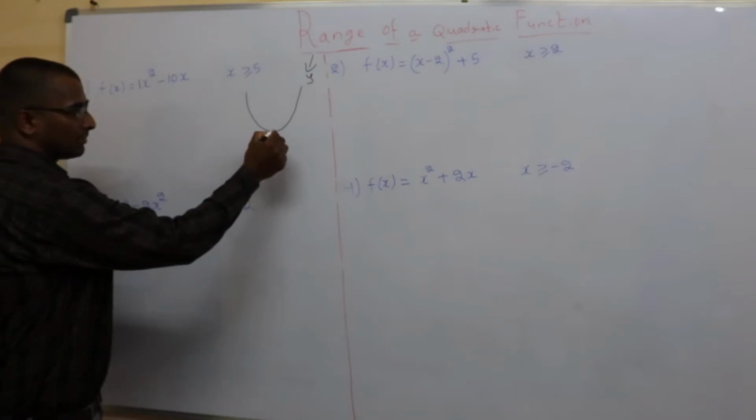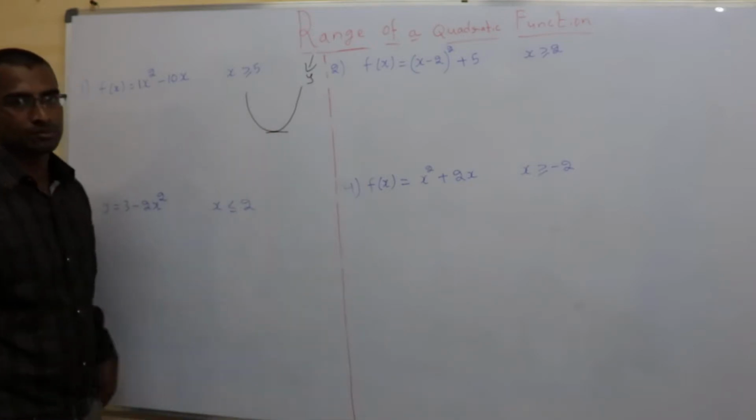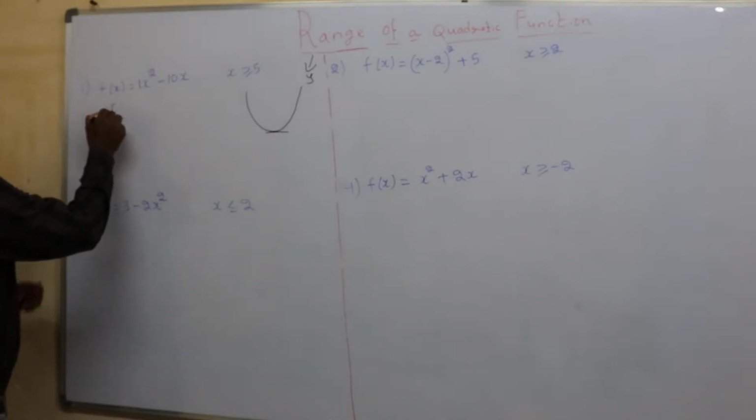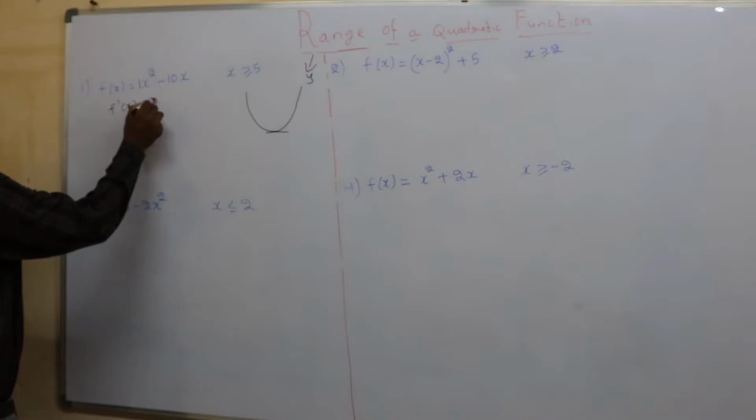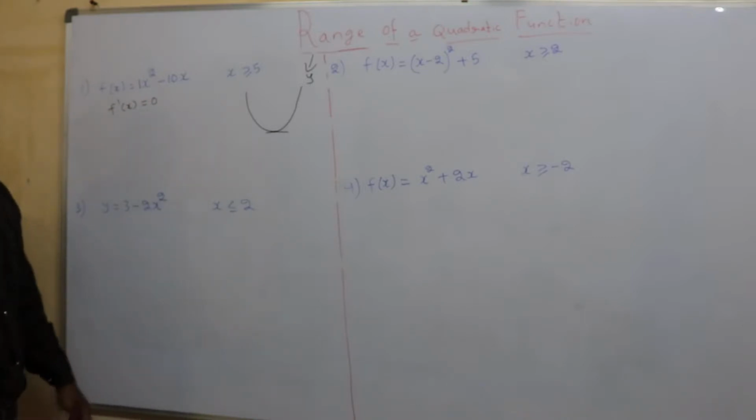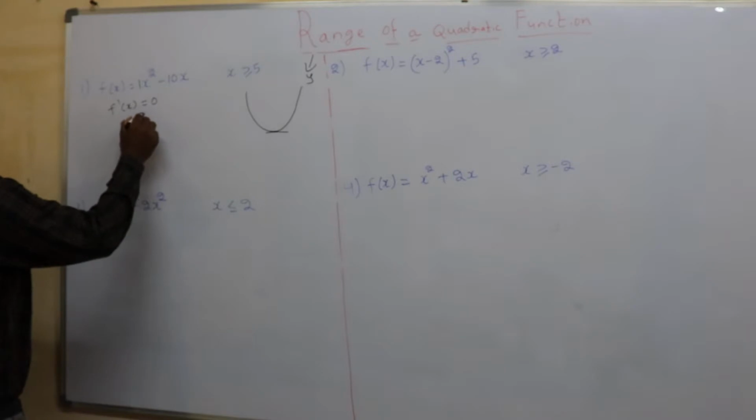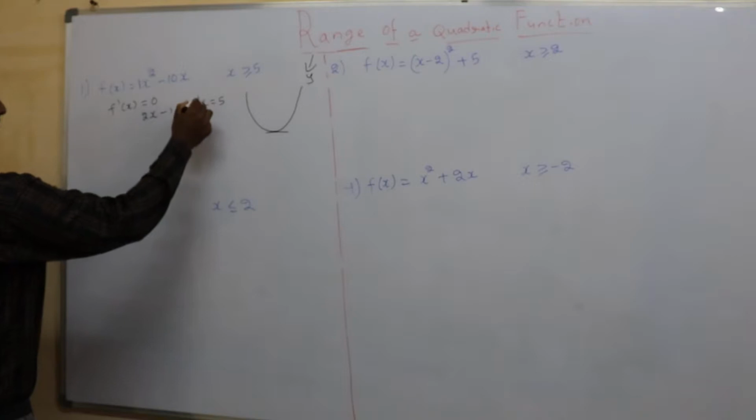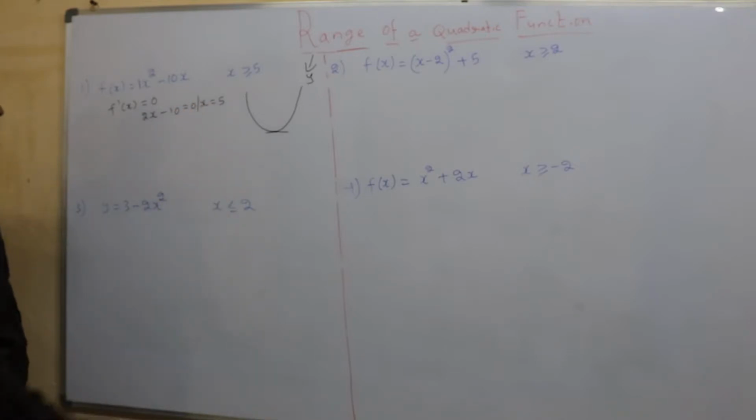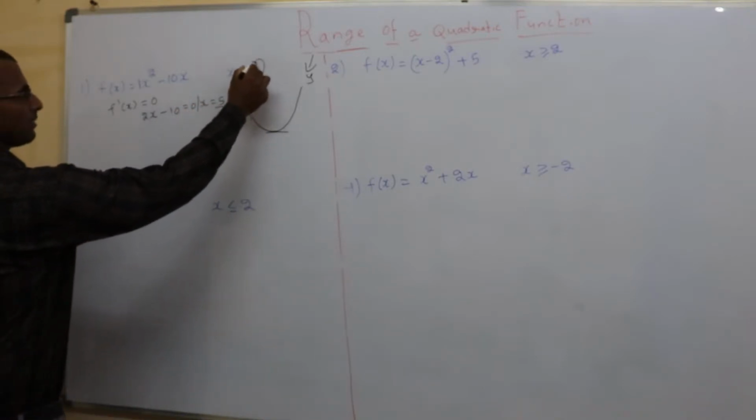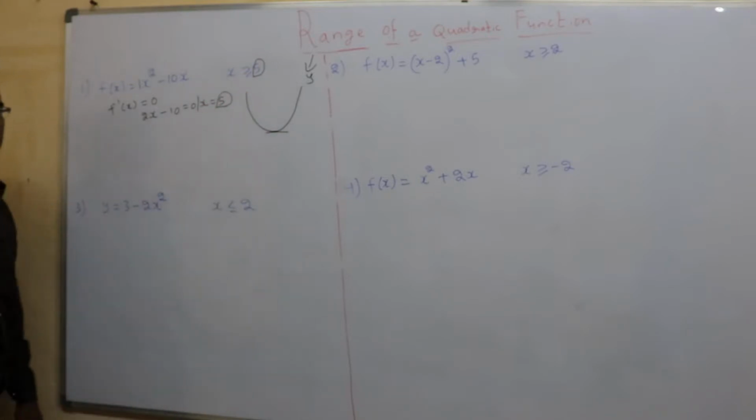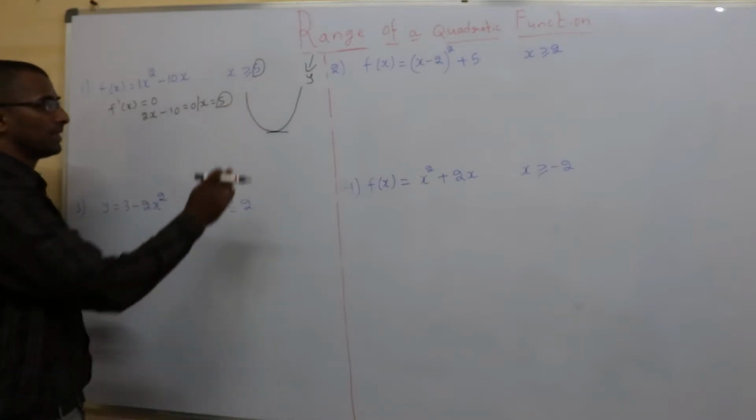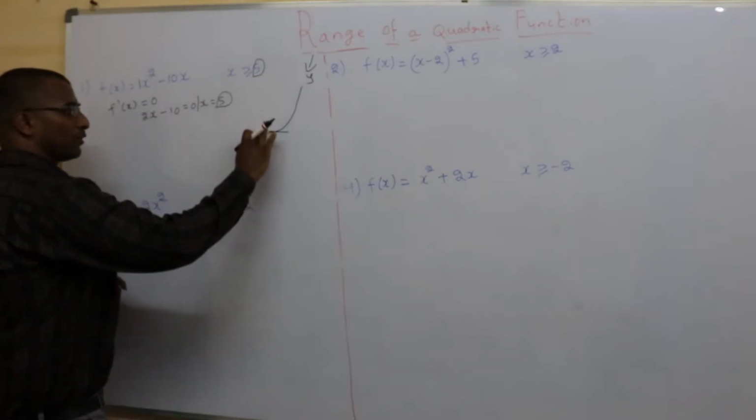And I know that this will be the turning point. I need to find this turning point. How? At the turning point f dash x equal to 0. Turning or stationary point both mean the same. So that is 2x minus 10 equal to 0, so x is 5. Right? These two values have come the same. X is greater than or equal to 5 means my graph is starting from the turning point itself.